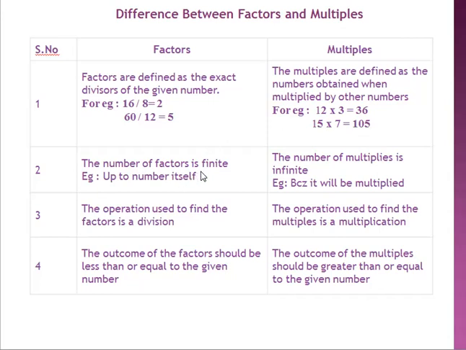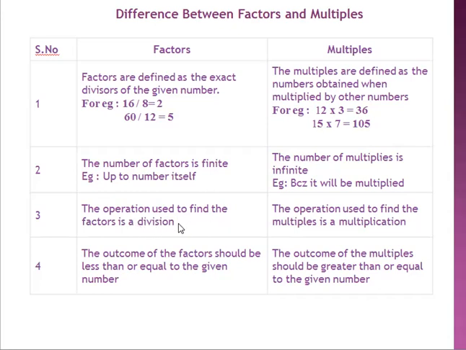The number of factors is finite, up to the number itself. The factors start from 1 and can go up to the number, but not more than that. So the number of factors is finite, whereas the number of multiples is infinite, because it keeps being multiplied and growing as and when required. The operation used to find the factors is division.